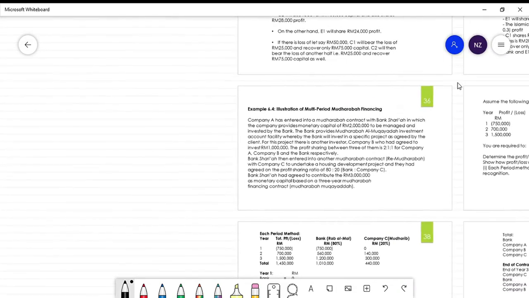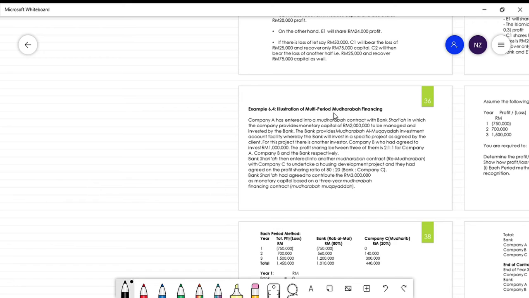Let's move to the next slide. We also have multi-period mudharabah financing. Multi-period means combined together. We have 3 types of mudharabah, so it combines all three concepts in one question. So this is the example of this kind of mudharabah.